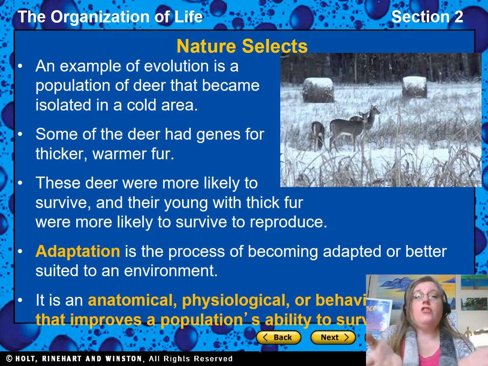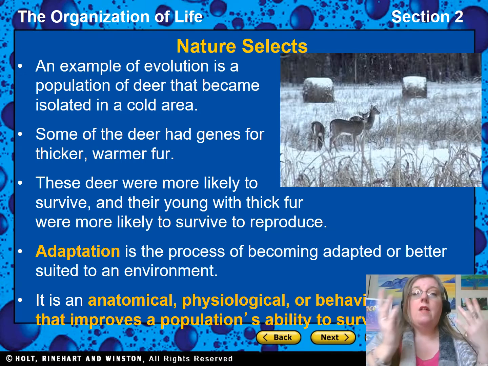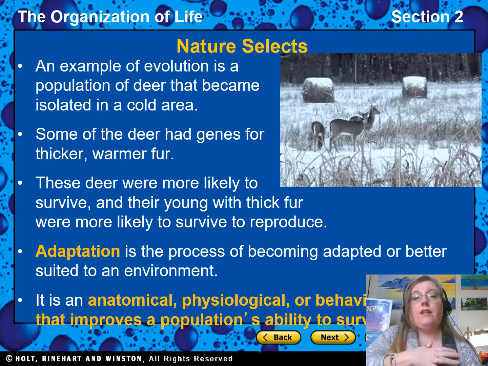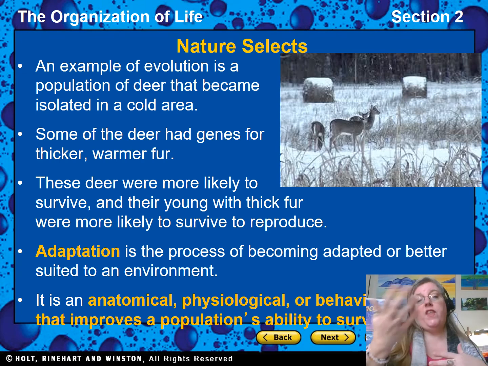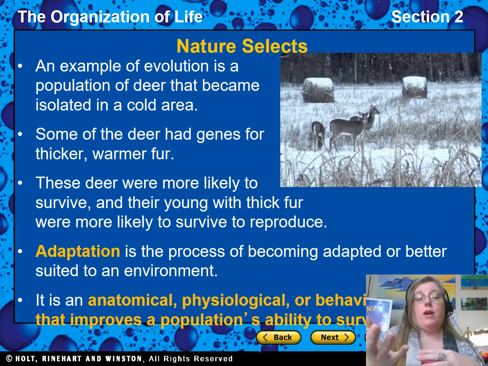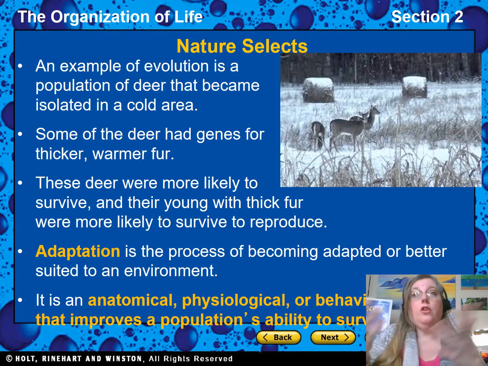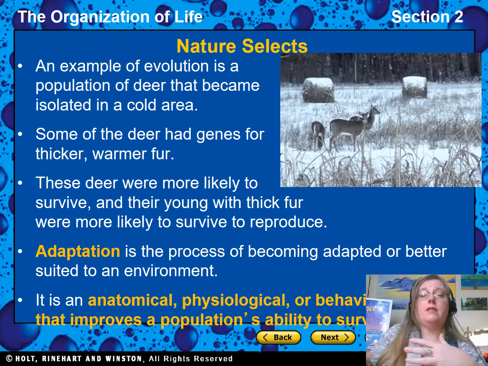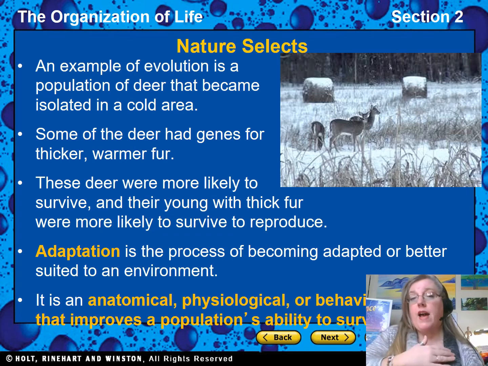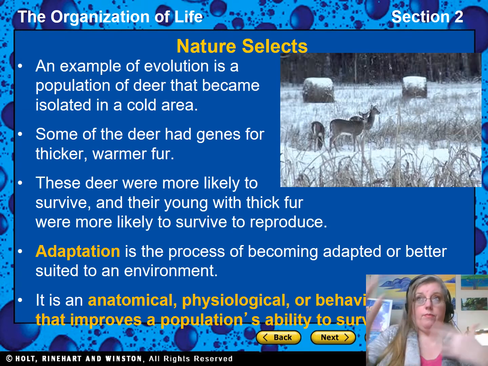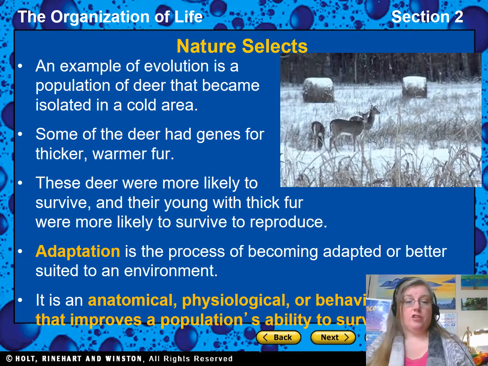So once these deer got stuck up in that cold mountainy area, the ones with the thin fur started to freeze to death over the winter. And the ones with thick fur were able to survive. And so in the next generation, when those babies grew up enough to look for mates, the mates that were around were the ones who survived the cold winter. The mates that they found were the ones with the thick fur, because everyone else died off. And so if you have a thick-furred deer mating with another thick-furred deer, then most likely the babies would be thick fur. This is an adaptation. It's a process of becoming adapted or better suited to the environment.